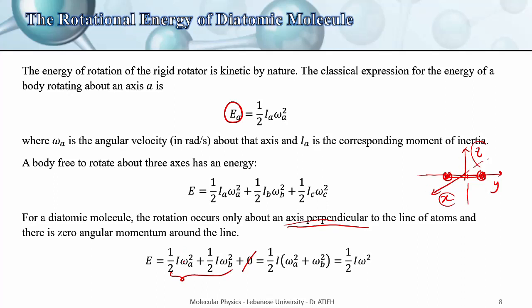So I have replaced IA by simply I and IB by I. So you are left with omega A squared plus omega B squared, which is the rotation about the A axis and the B axis. We end up with the total angular velocity, omega squared. This is just to say that it is possible that a molecule is not rotating about x or z direction, but around an axis perpendicular to the internuclear distance in between x and z. At the end, you may use directly E equals half I omega squared, where omega is the angular frequency about this axis of rotation.